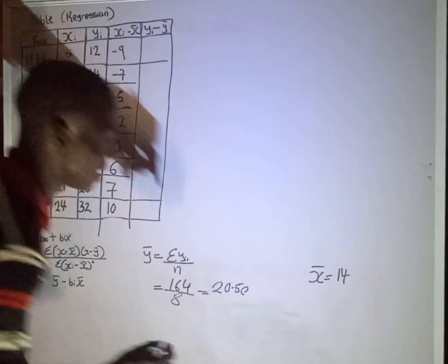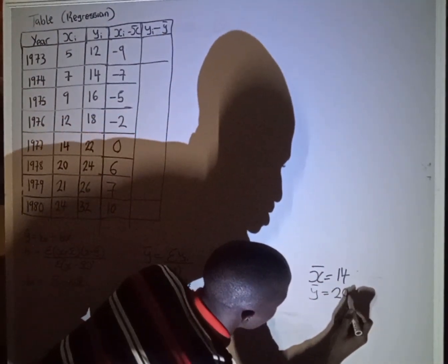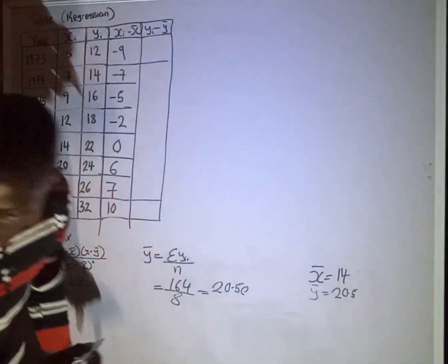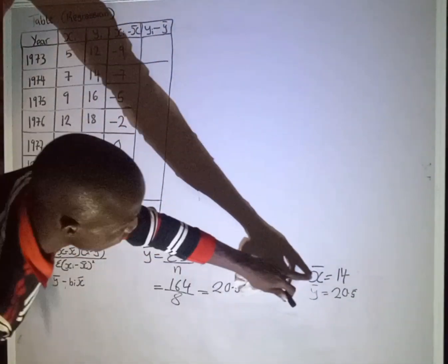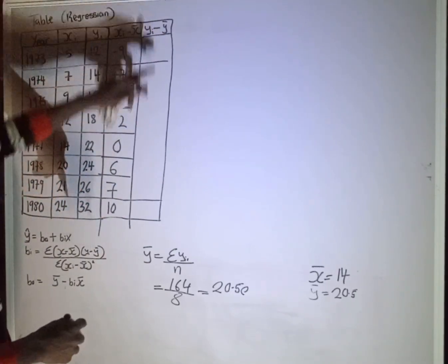So let me write it down here. The mean of y equals 20.5. So I have gotten two values now. I have gotten the mean of x and the mean of y. So I can proceed to solve the values for these tables.